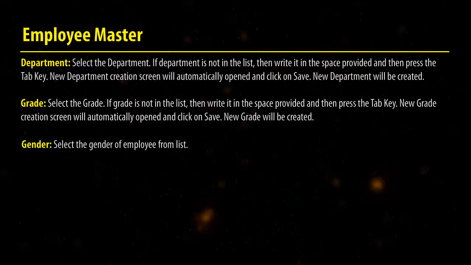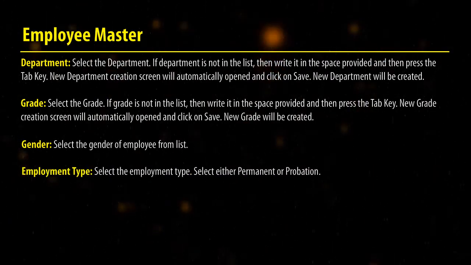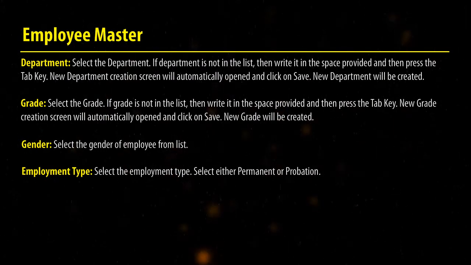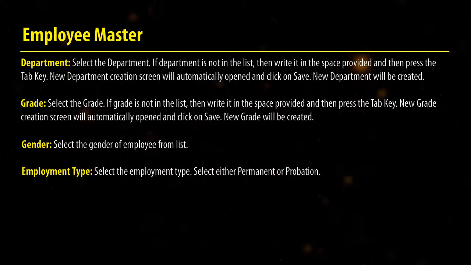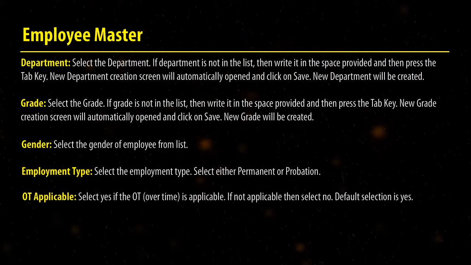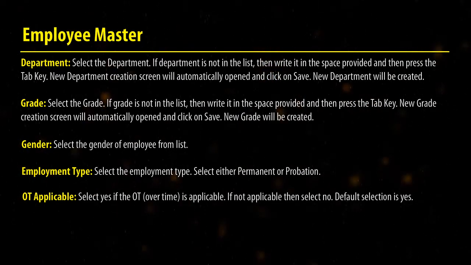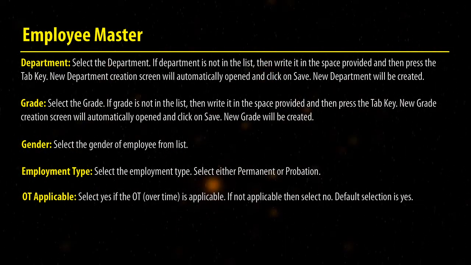Gender. Select the gender of the employee from the list. Employment type. Select the employment type. Select either permanent or probation. OT applicable. Select yes if the overtime is applicable. If not applicable, then select no. The default selection is yes.